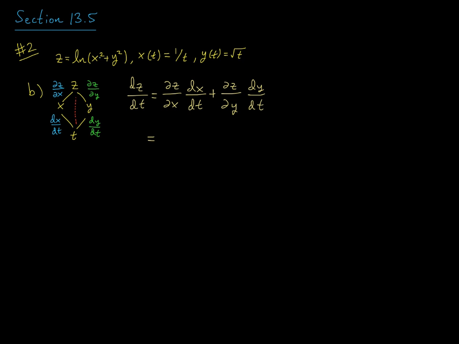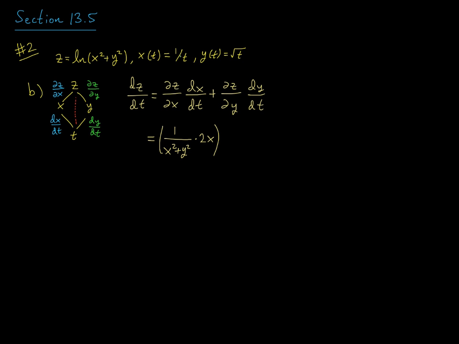So then what are we going to get here? Well, del z del x. In terms of x and y, z is the natural log of x squared plus y squared. So differentiating this, I'm going to get 1 over what's inside times the derivative of what's inside with respect to x, and that's going to give me a 2x. Okay, so that would be del z del x, and then multiply that by dx dt.